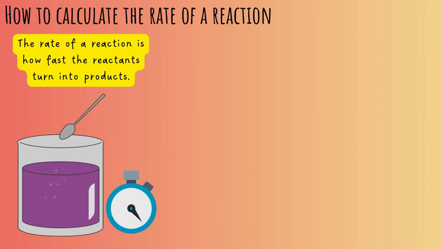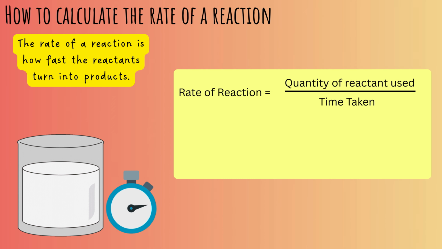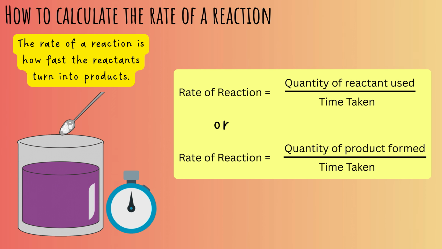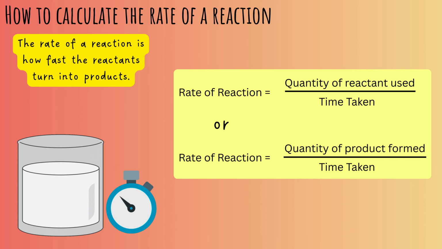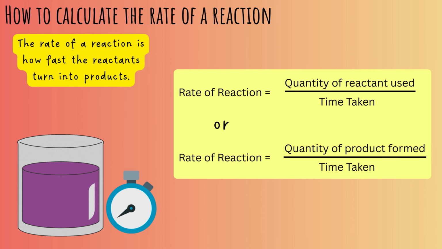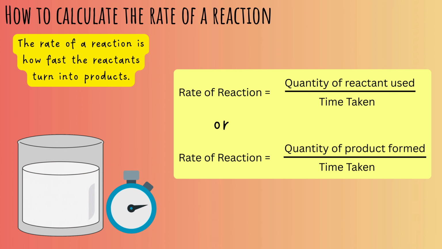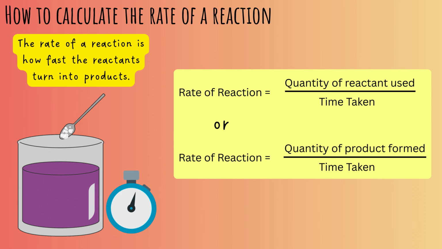Depending on the experiment, we can measure the amount of reactant used up or the amount of product that is formed. These look like two separate equations, but really they're the same thing. We just swap between using reactant or product. Luckily, exams will always hint at which one they would like you to use. You just have to read the question.